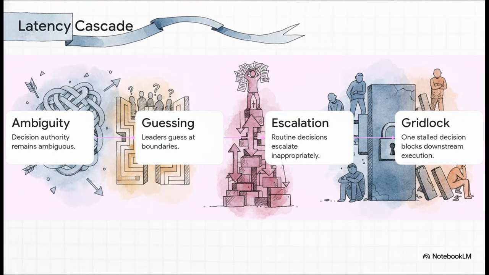The causal mechanism here is vital to grasp. The failure occurs because information and authority do not flow transparently. When decision authority remains ambiguous, leaders and teams are forced to guess at their boundaries instead of actually knowing them. And because nobody wants to overstep, routine decisions inappropriately escalate right to the top. Without an explicitly documented operating rhythm to force these choices, a bottlenecked authority figure gets totally overwhelmed. One stalled decision blocks all downstream execution, causing deep frustration to build up, while the organization's agility essentially dies.